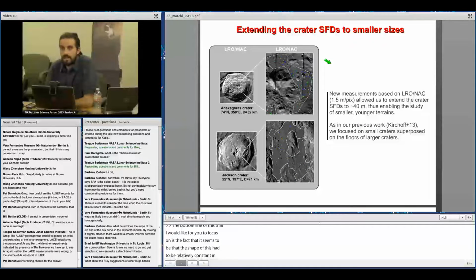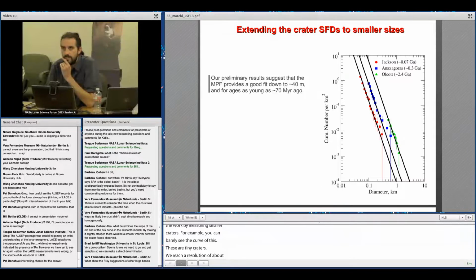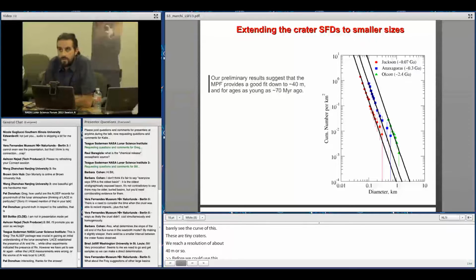Next, we decided to extend this work by measuring even smaller craters, which is possible thanks to the NAC mosaic. Here are a couple of examples. You can barely see the craters that we measure on this terrain because they are very tiny. Basically, we reach a resolution of about 40 meters or so, and therefore we could use this information again to derive an age for those units.